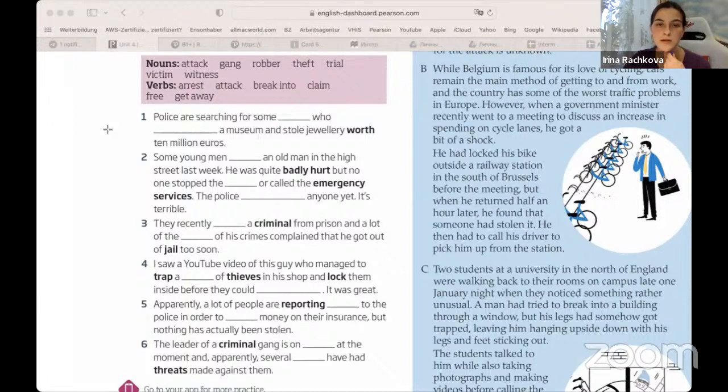Attack, это как атака получается, да? Yes, have a look. It can be a verb and a noun. They're the same. If you look here, attack, and here attack as well. Gang. I don't know. No? Okay. This is a group of criminals. A group of criminals. Yeah. Okay.